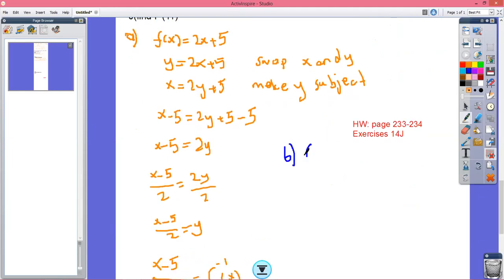Find f(3). Now this means instead of x, we are going to put 3. I have f of x, so f(3) is equal to 2 multiplied by 3 plus 5. Now f of 3 will be equal to 6 plus 5. It will be equal to 11.